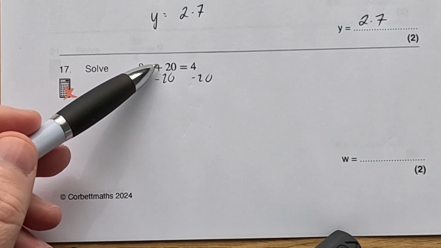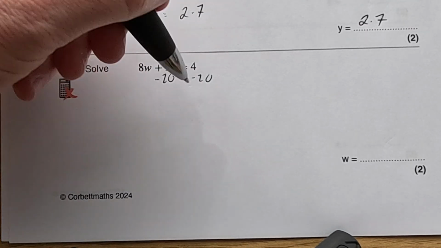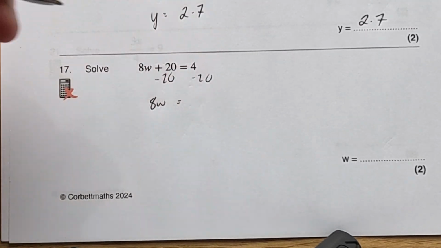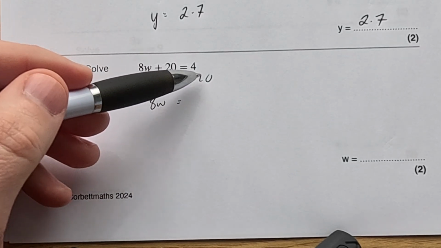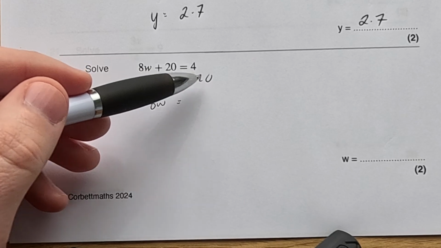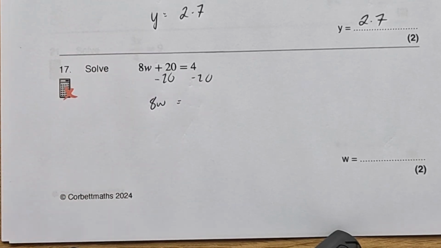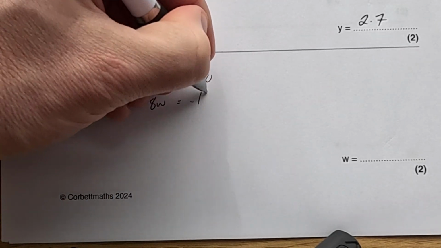We're taking away 20 to get rid of the plus 20, so we'll just be left with 8w. And on the right-hand side of the equation, we had 4, take away 20. If you had £4 in the bank and you take £20 out, you'd be left with £16. So 4 take away 20 would be minus 16.